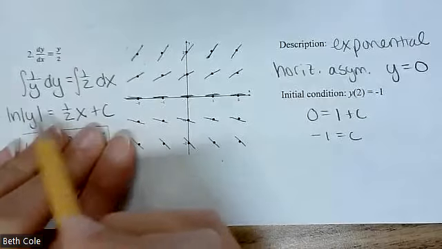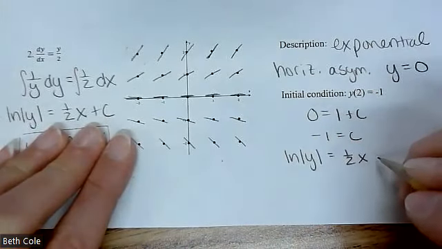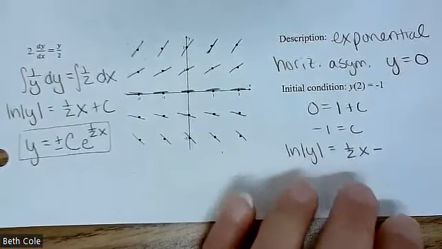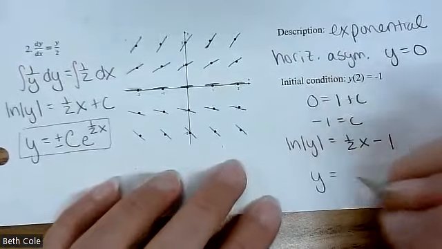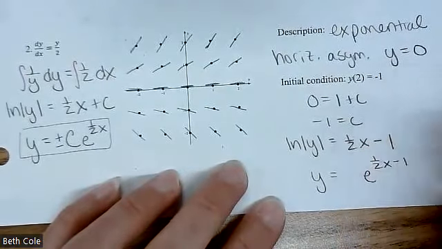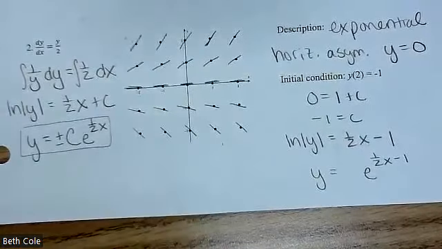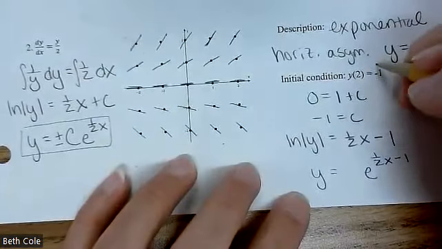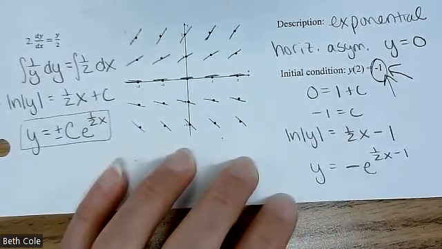So I'm going to recopy this line and plug in -1 for c. Oh, whoops. I just said I'm going to plug in -1 for c, and I wrote c anyway. And then you're going to exponentiate both sides. But you're not going to put a plus and minus. You're going to make a decision. Do I want the plus or do I want the minus? And do you remember what tells us? Like what piece of information over here tells us that? Your initial condition. Because it's negative, we want the negative version.